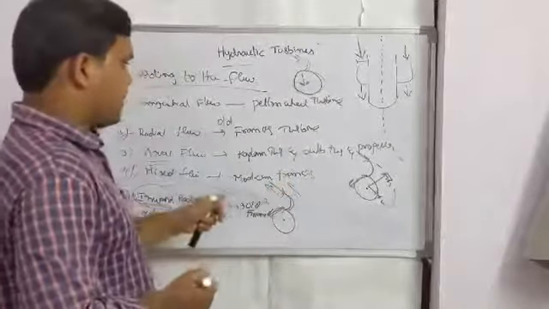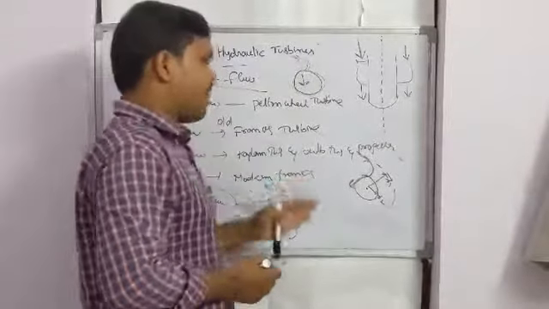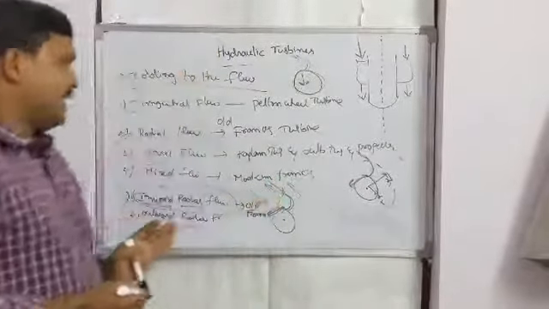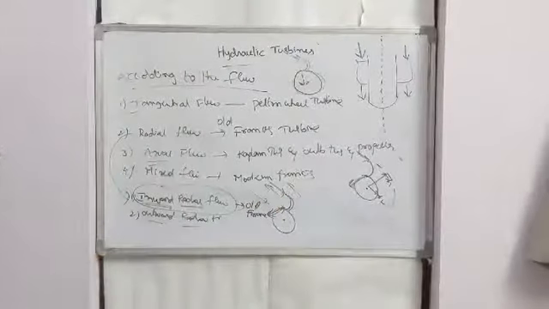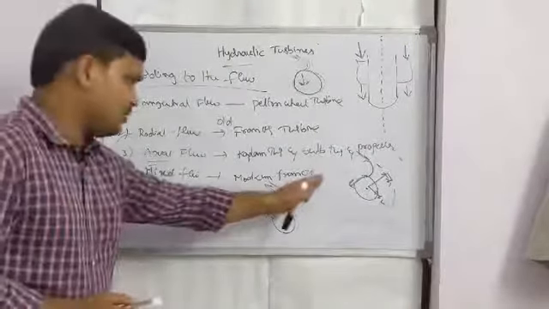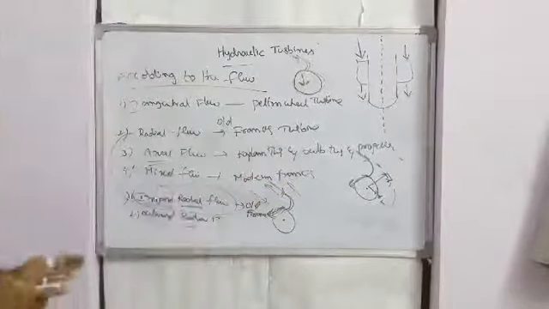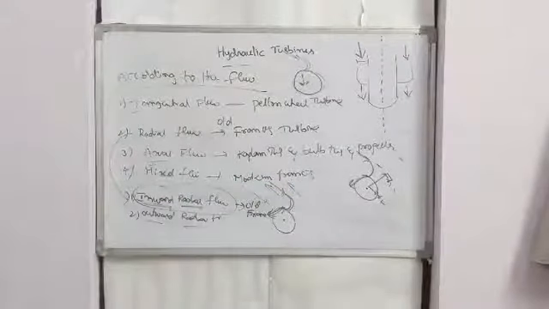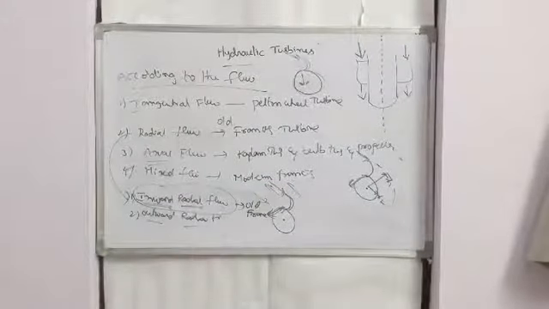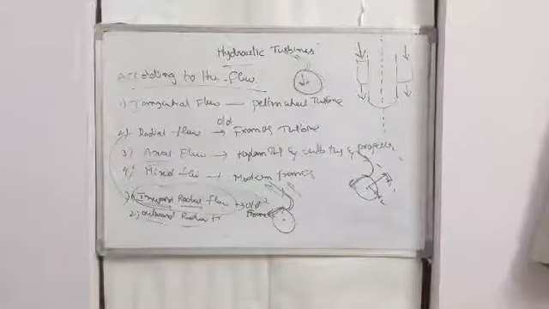In the modern Francis, the water enters the turbine casing as a radial flow and leaves the turbine as an axial flow. So these are the classifications of turbines. Coming to the classification according to head and discharge, let us see.